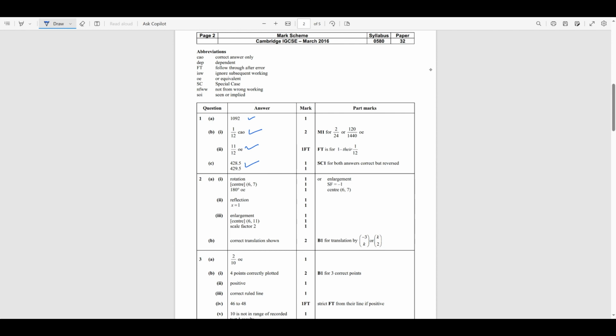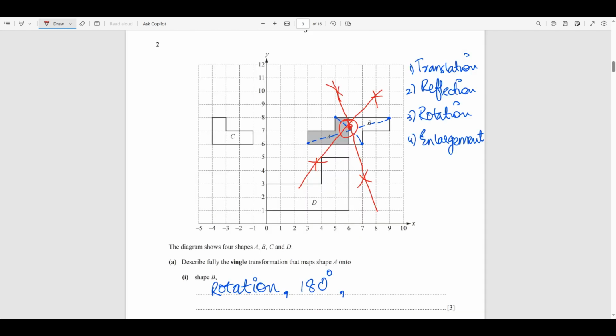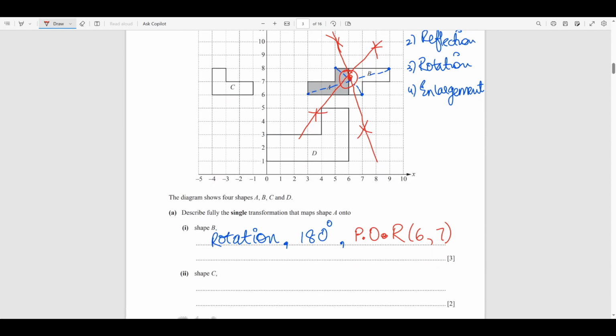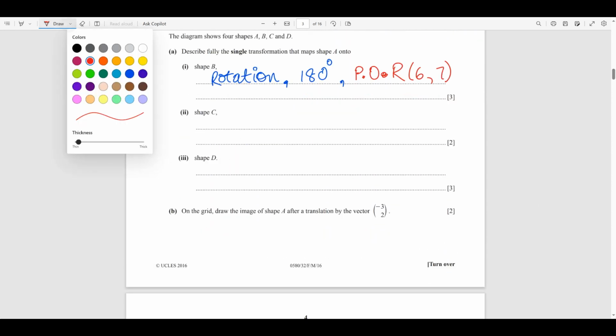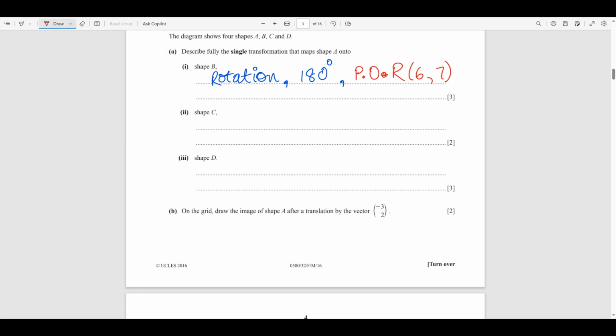Wonderful. 6, 7. So this is roughly 6, 7. Okay, so the point of rotation is, you can write the whole thing. I'm just writing the short form, point of rotation. Okay, so changing the color back.